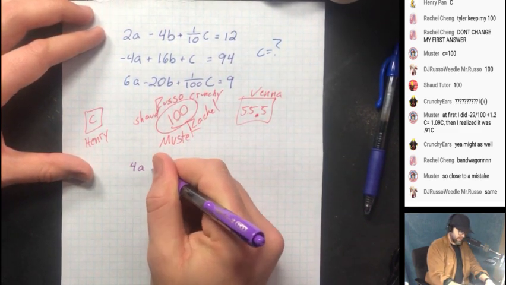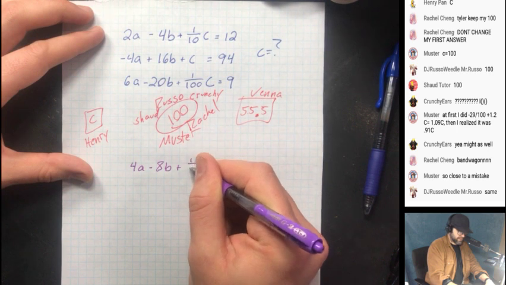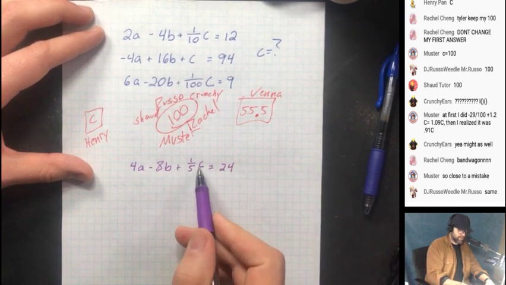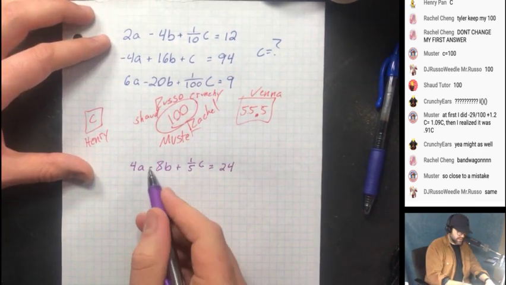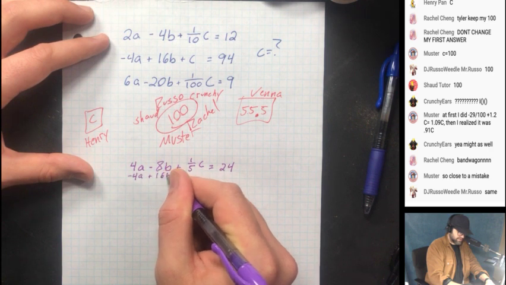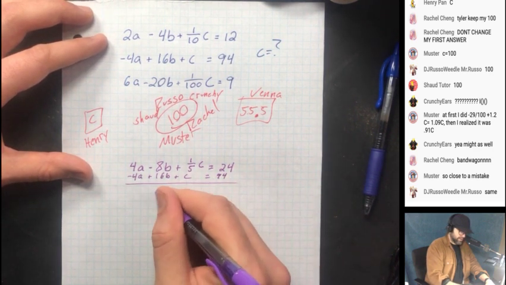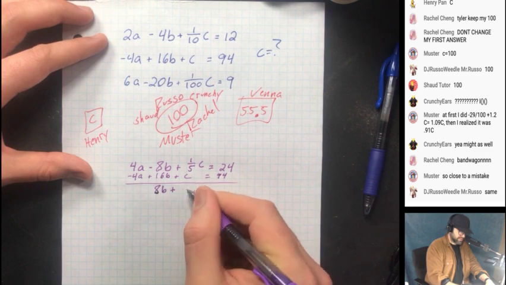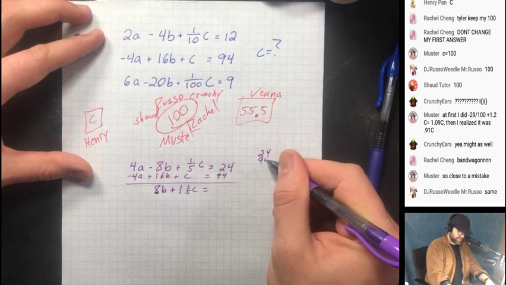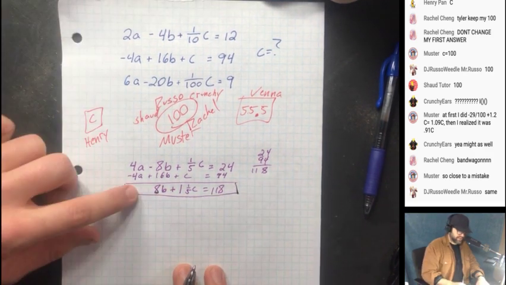So I get 4a minus 8b plus 1/5 c equals 24. Okay, and that 1/5 is just reduced from 2/10. Then I'm going to add it to the second equation, which is negative 4a plus 16b plus c equals 94. We add these two equations together, and what we end up getting is 8b plus, we can just say 1 1/5 c equals, I could use a calculator, but you know me, 118. So there's our first beautiful equation that has a b and c in it.